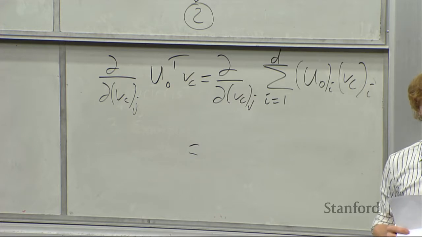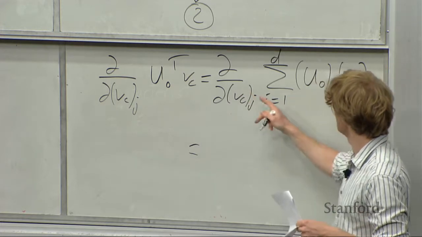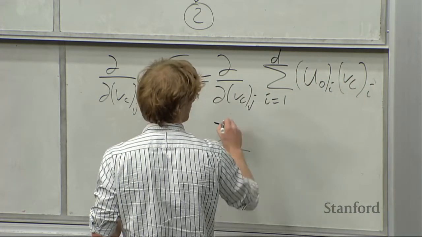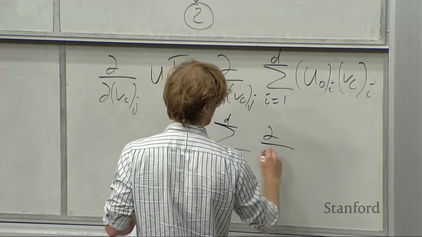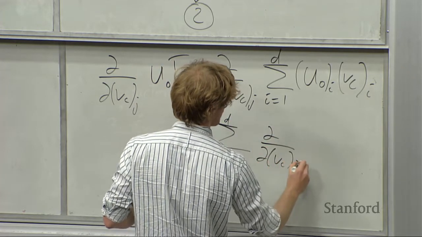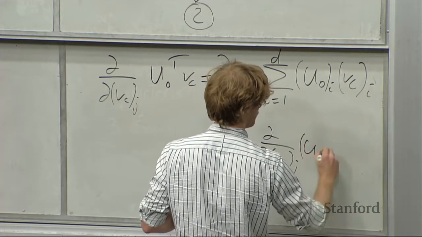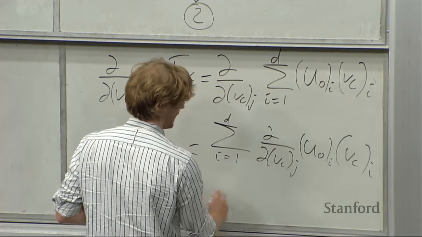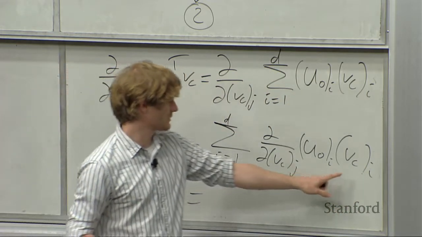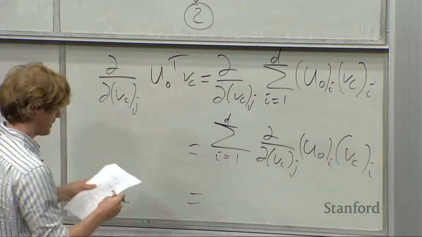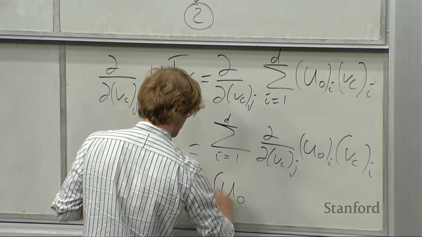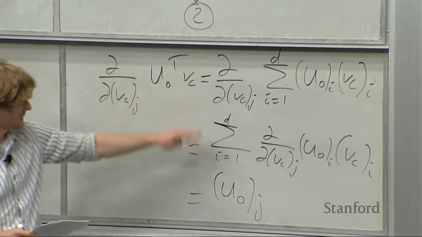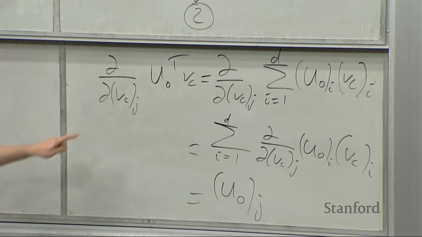Distribute the gradient into the sum. That's right. We can swap or distribute it, and that is essentially just the sum here of i equals 1 to d of the derivative with respect to V_c,j of U_o,i times V_c,i. And then, of course, all of these are just numbers when we're looking at j. So that's just U_o,j. All right, so this is basically all zeros except for the jth element, which we're looking at here.